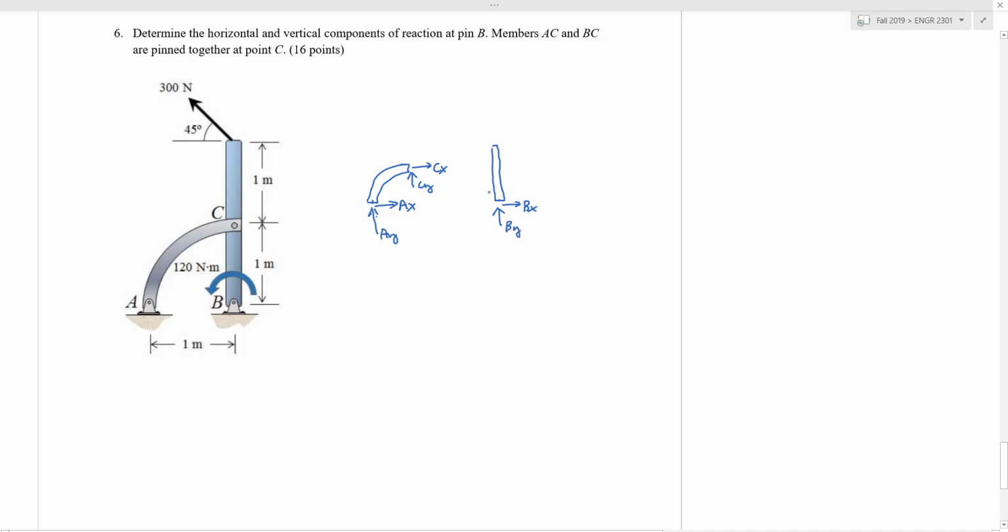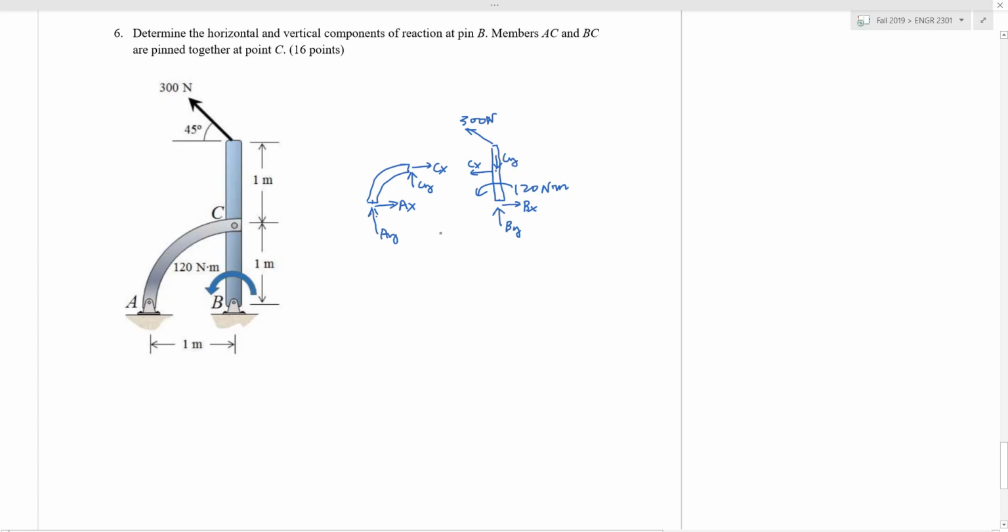Okay, you have the applied 120 Newton meter moment here. You have again applied force 300 Newton here. And at point C, you have action and reaction. So CX now in the opposite direction and CY in the opposite direction.